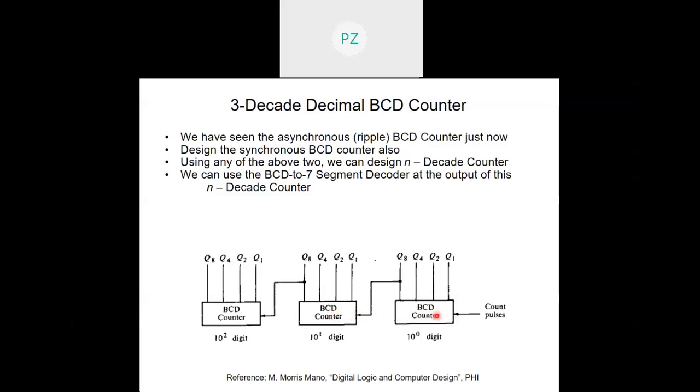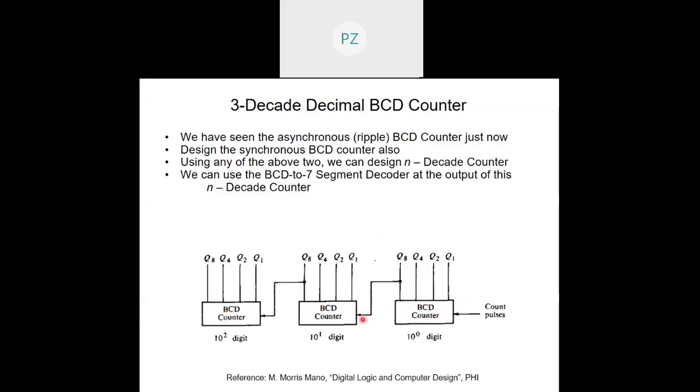After 99, what will happen? When the count clock pulse comes, it gets reset to 0, but it increments this one. If that gets incremented, what will happen? It will reset to 0, but it will increment this decade counter, right? So now this will become 1. So 100 in decimal, then 101, 102, 103, 104, and so on, 109.